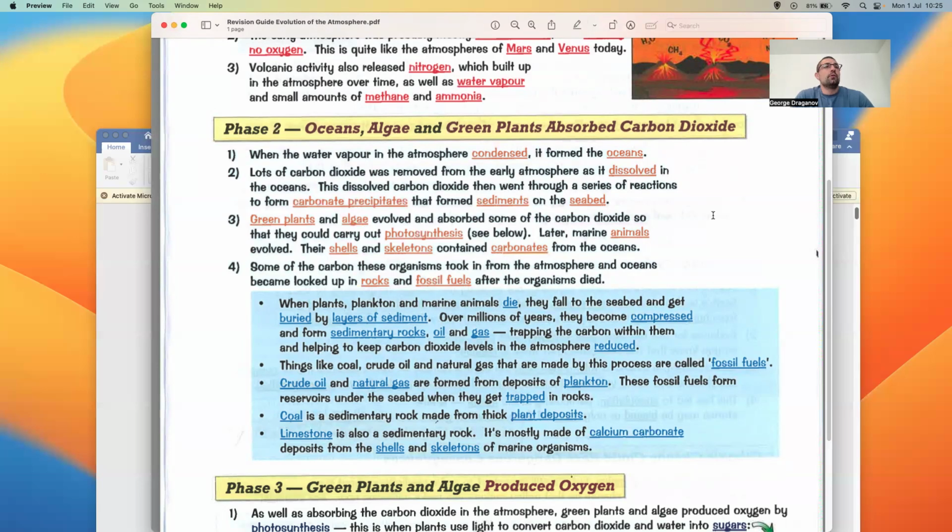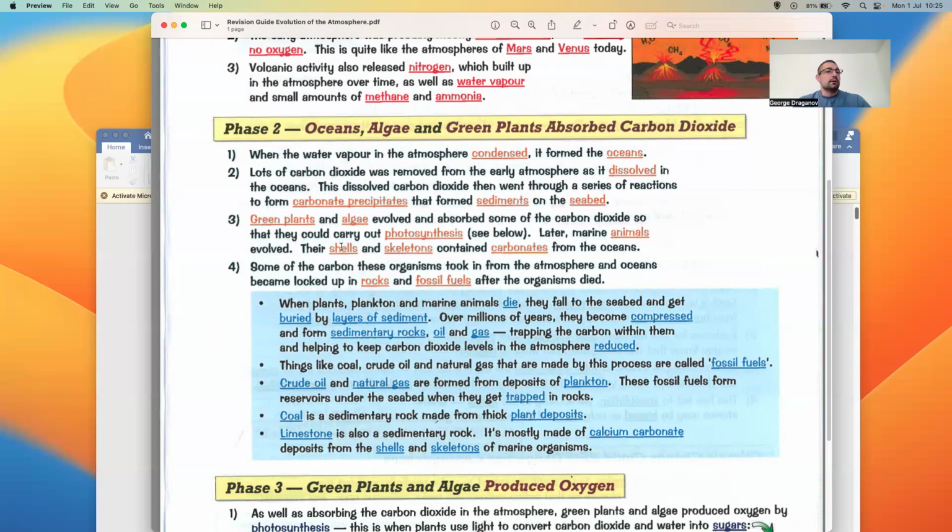When it dissolved in the oceans, it sometimes formed carbonate precipitates, which are sediments on the seabed that contain carbon dioxide. So that's the first two ways. Then the second way is through green plants. When the green plants evolved, which is actually phase three, they started to photosynthesize and take in carbon dioxide and release oxygen.